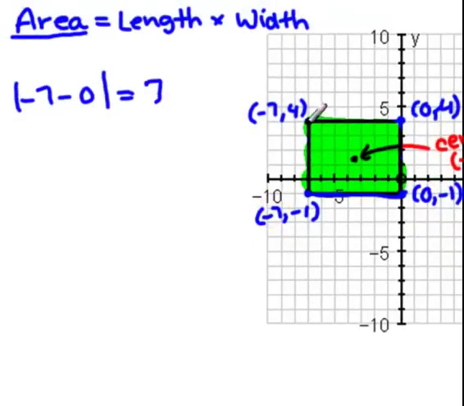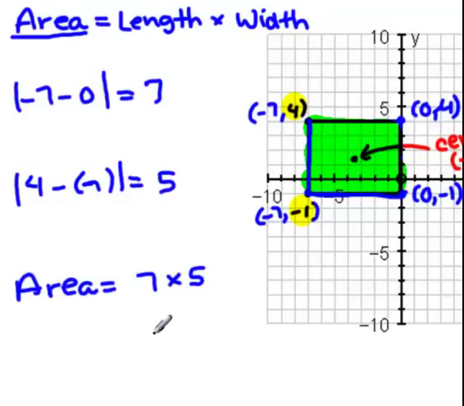To find the distance from this point to this point here, you would be using the y values and find the difference between those. Mathematically, that's the absolute value of 4 minus -1. Or, because you have the grid, you can just count. Either way, you'll get 5. So the area is 7 times 5, or 35 square units. And we're done.